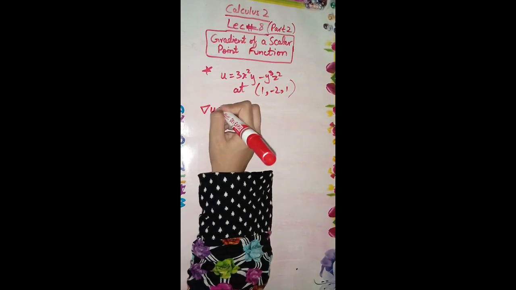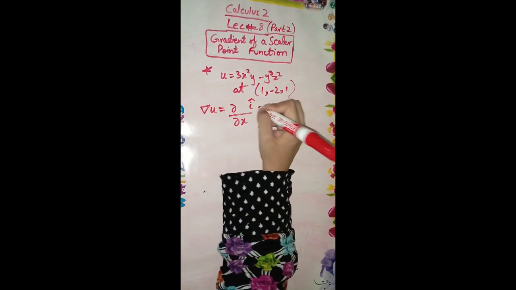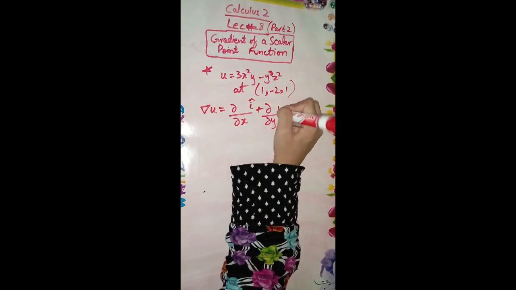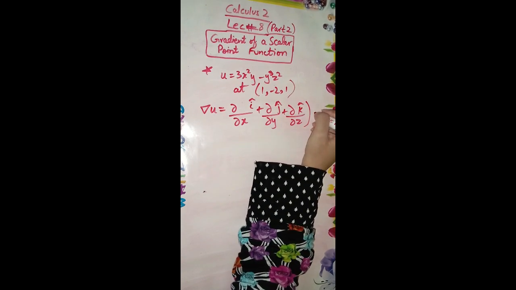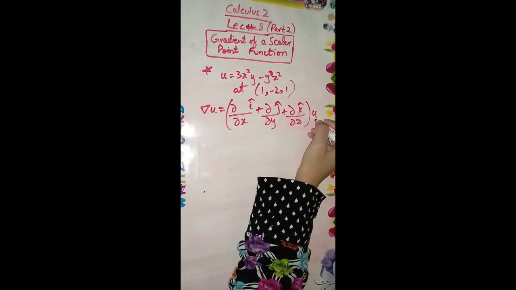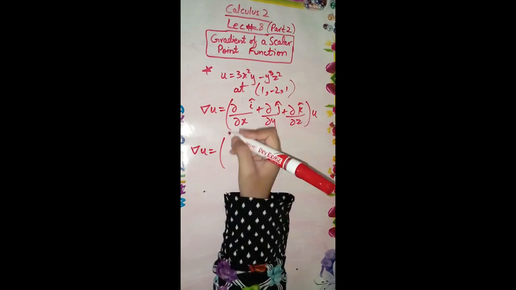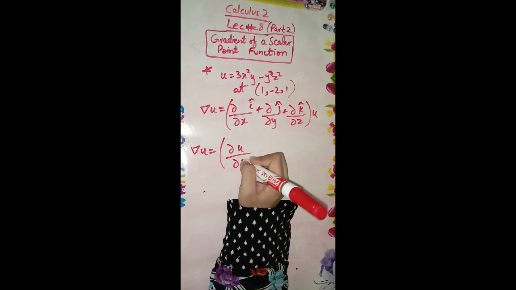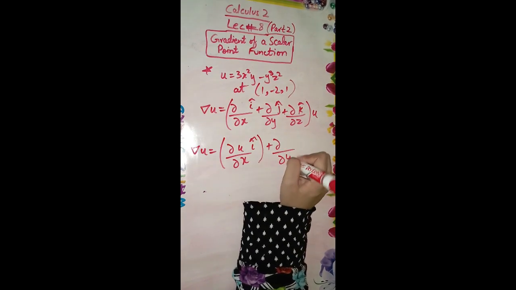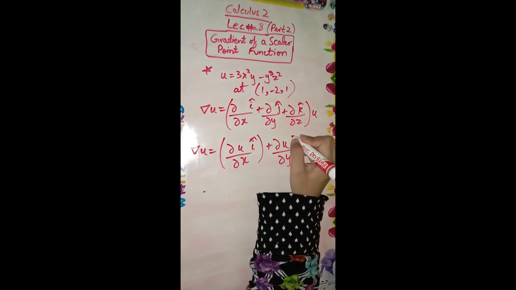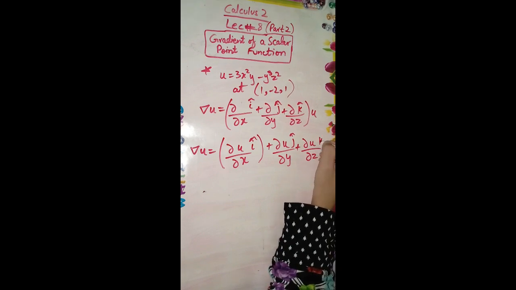So starting from our formula, del u is equal to ∂/∂x in the i hat direction plus ∂/∂y in the j hat direction plus ∂/∂z in the k hat direction, and outside the brackets we have u. So del u is equal to, the u will be multiplied inside, ∂u/∂x in the i hat direction plus ∂u/∂y in the j hat direction plus ∂u/∂z in the k hat direction.